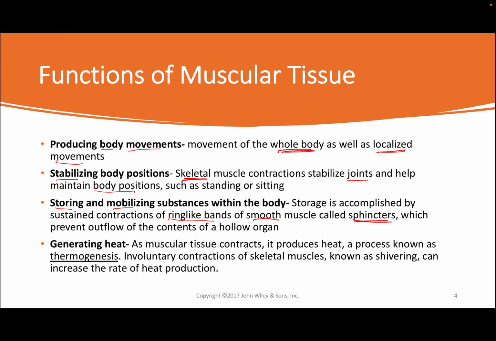And this is going to prevent the outflow of various contents from your hollow organs. We've got sphincters all over the body, but this contraction of the ring-like bands of our sphincters keeps things from flowing out of the various organs.